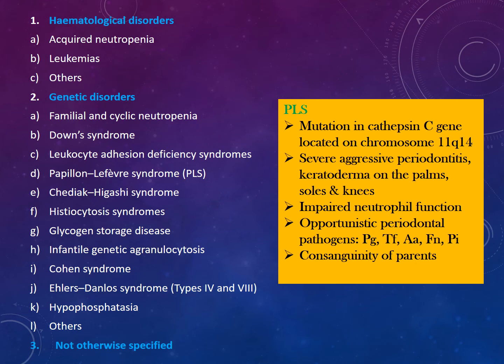Genetic disorders involve familial and cyclic neutropenia, Down syndrome, leukocyte adhesion deficiency syndrome, Papillon-Lefèvre syndrome, Chediak-Higashi syndrome, histiocytosis syndromes, glycogen storage disease, infantile genetic agranulocytosis, Cohen syndrome, Ehlers-Danlos syndrome, and hypophosphatasia.